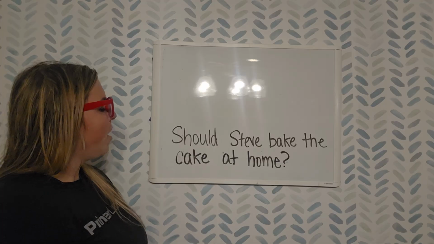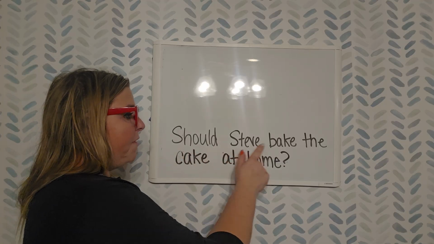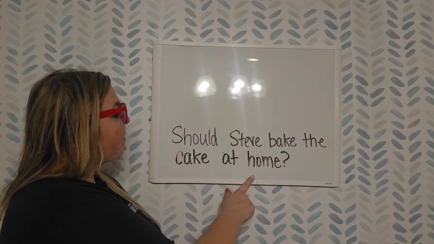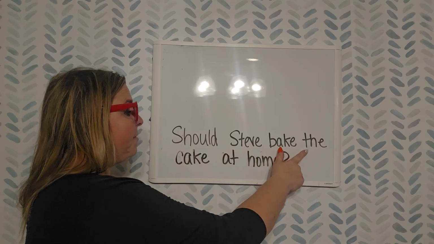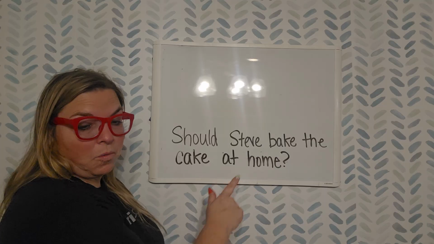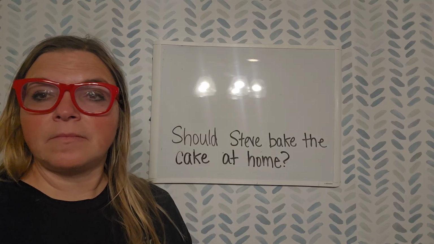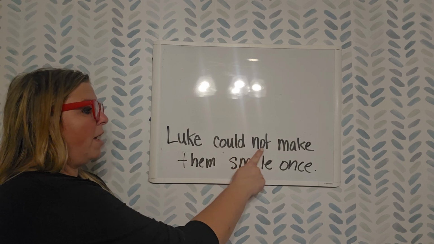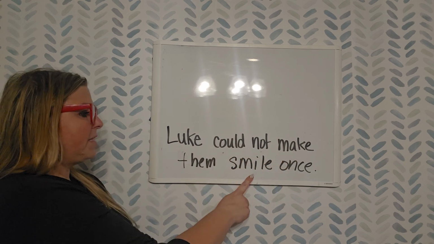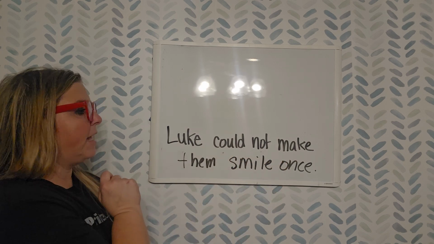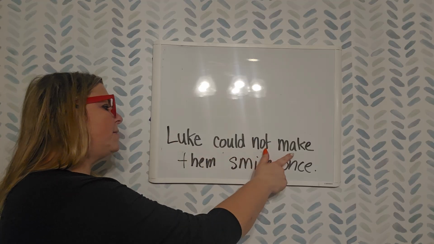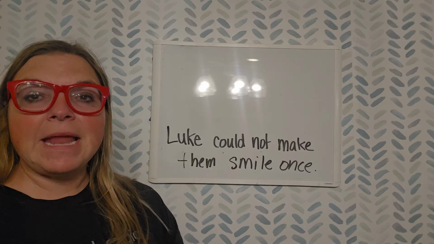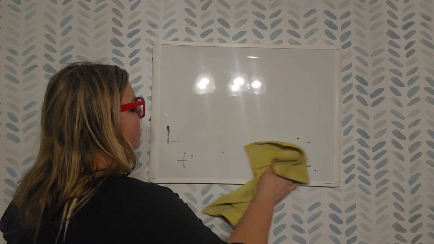Okay, let's read it together. Should Steve bake the cake at home? Should Steve bake the cake at home? Ready? Luke could not make them smile once. Let's read it again. Luke could not make them smile once. Good job. Now we are going to write some sentences.